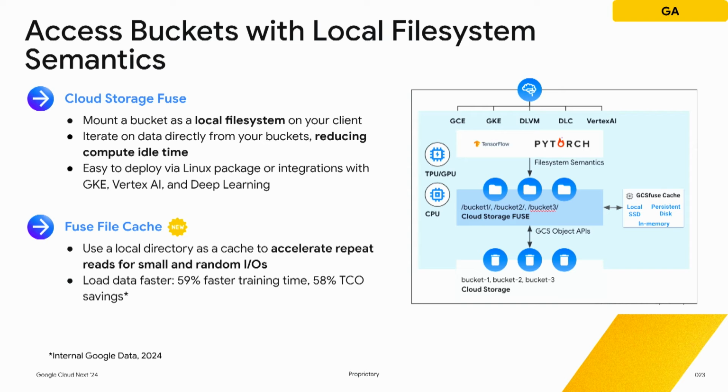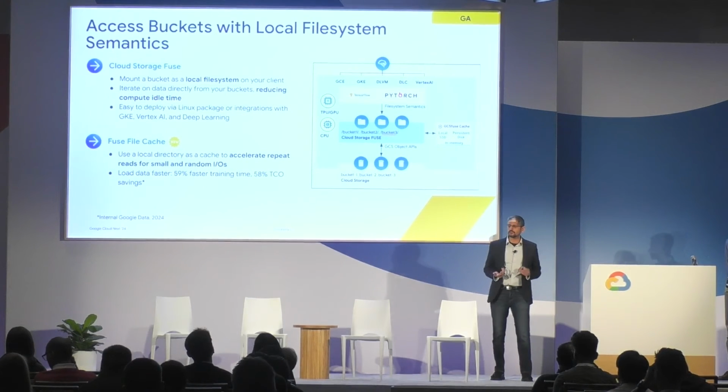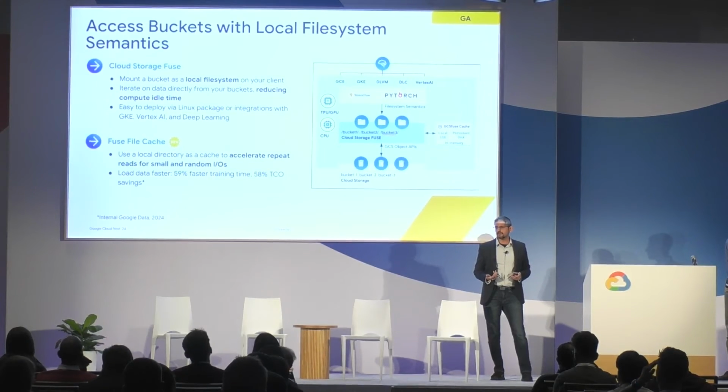And brand new at Next, we've announced the new GA Fuse File Cache, which allows you to use a local directory as a cache to accelerate reads, particularly for small and random IOs. And that means you can load data faster. Our tests have shown 59% faster training time or 58% TCO savings. So Cloud Storage Fuse is a great solution for putting on top of a bucket and exposing it with file-like semantics. However, the bucket itself is still flat, and so that can lead to performance issues.